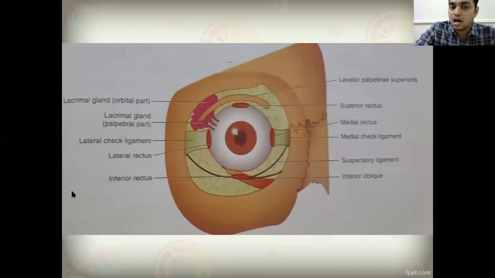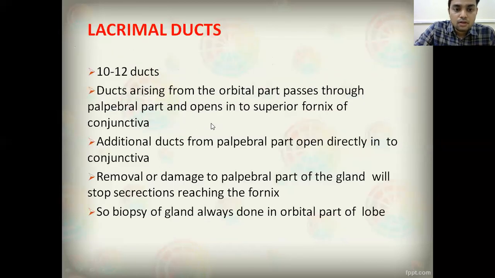So if you want to take a biopsy, you should take it from the orbital part of the lacrimal gland. You should not take the biopsy from the palpebral part, so that we do not damage the ducts of the lacrimal gland. So this is the applied anatomy. A biopsy of the gland should always be done in the orbital part of the lacrimal gland.